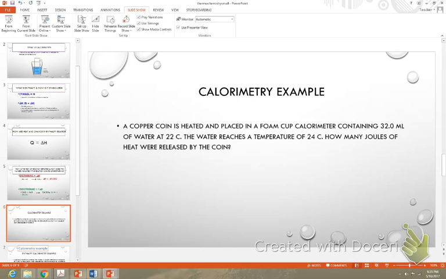I like this one. You have a copper coin, and it's heated and placed in a foam cup calorimeter, which is what you were doing before. And it contains 32 milliliters of water at 22 degrees Celsius, and the water changes to 24 degrees Celsius. How much heat was released by the coin? First of all, the fact that it's been released is telling you that it's an exothermic reaction, so you should have a negative answer. But let's calculate this.